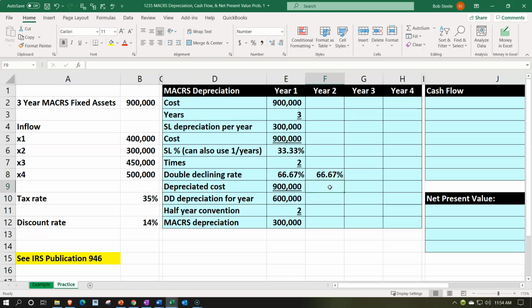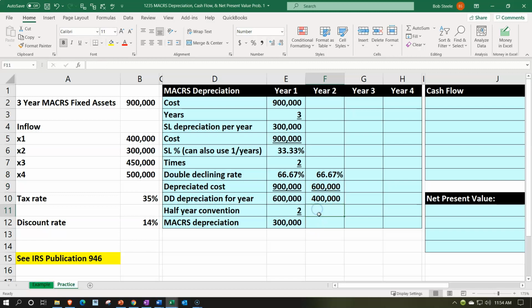And now we take the depreciated cost, or what would be the book value at this time, which would be the 900 that we had before, minus the prior year depreciation. And that's going to give us the 600. Let's underline that, font group and underline. And then we'll take the 66.67% times that 600. Notice you have to take it times the book value, and that's kind of the tricky thing.